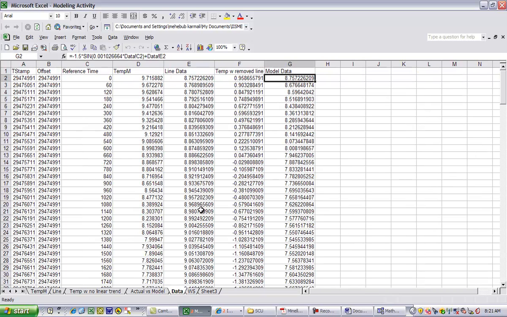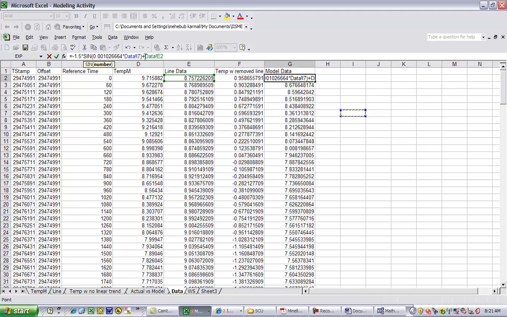Okay, times time. Remember, time is this column here, so you can see that it's referring to cell C2. That's your time element there, plus my straight line data. So here's my straight line data.